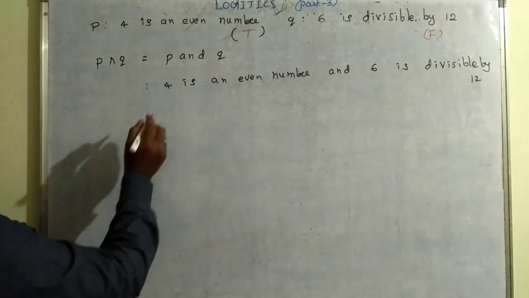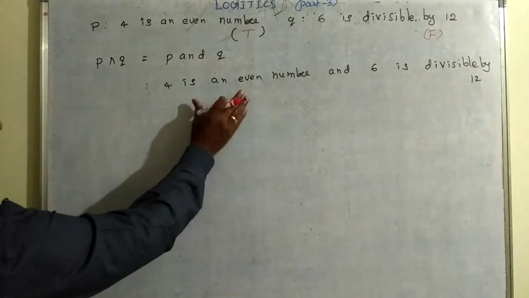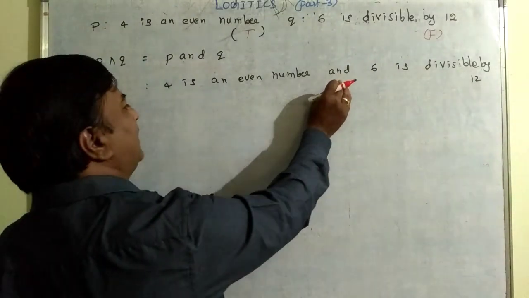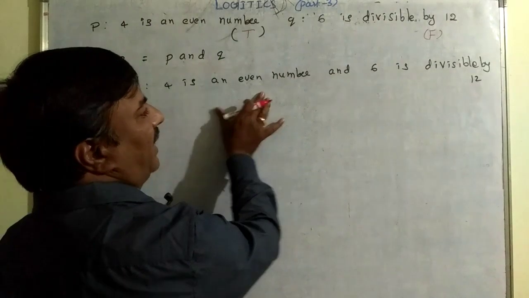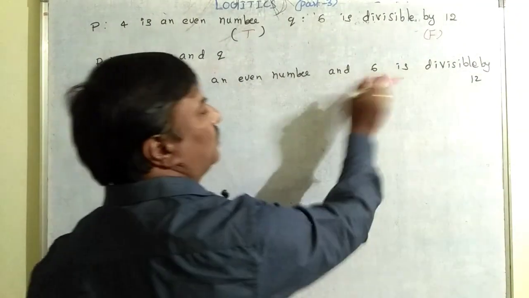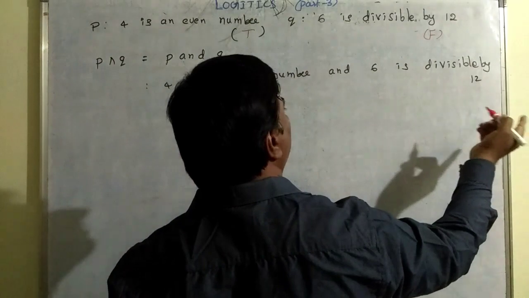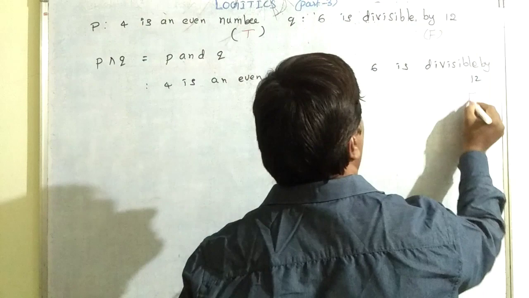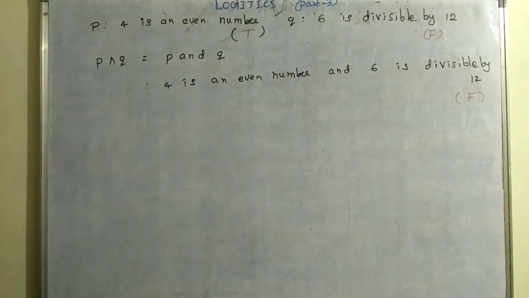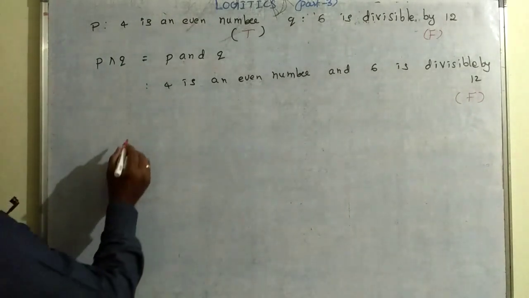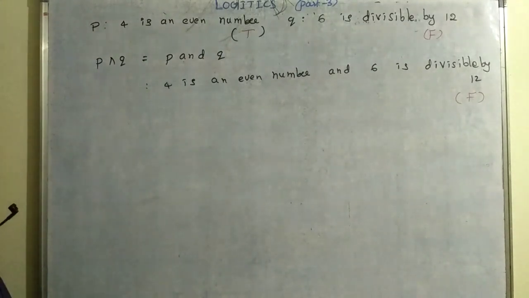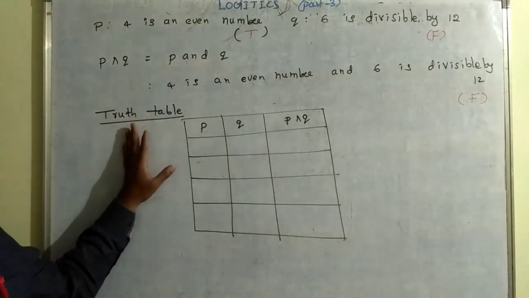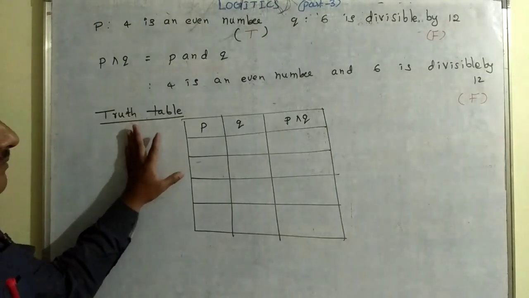Now let us combine the statements of these two by using a connective. If this is true and this is true, both are true, then the resulting statement becomes true. Otherwise, the combined statement becomes false. This we can decide by using the truth table of the combined statement. We'll go for the truth table for the conjunction.